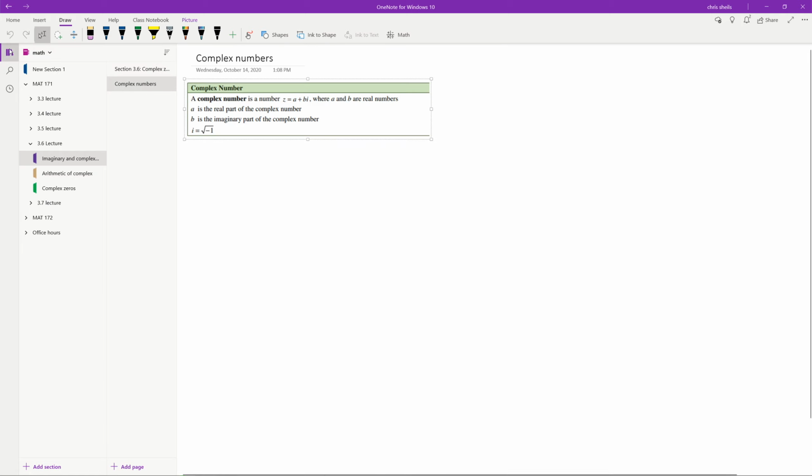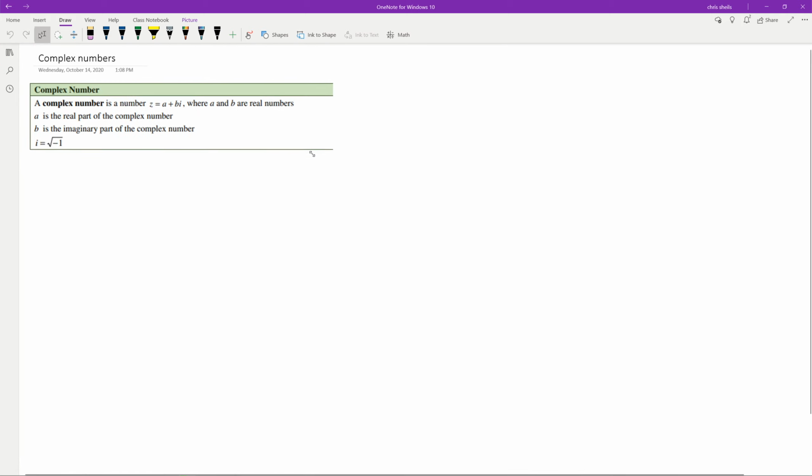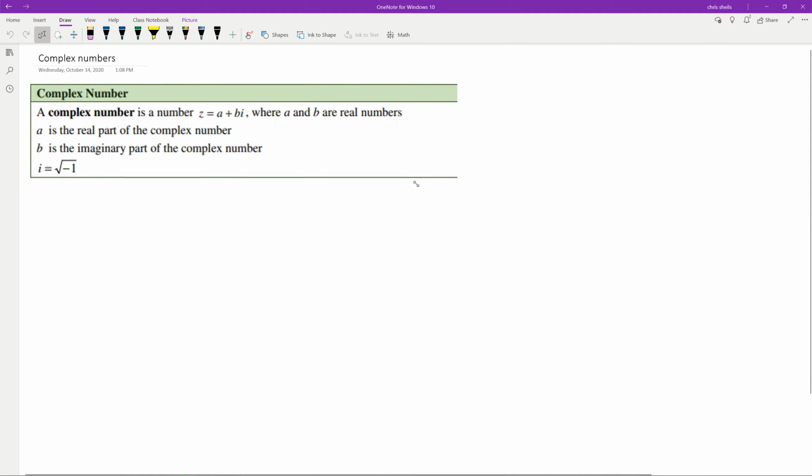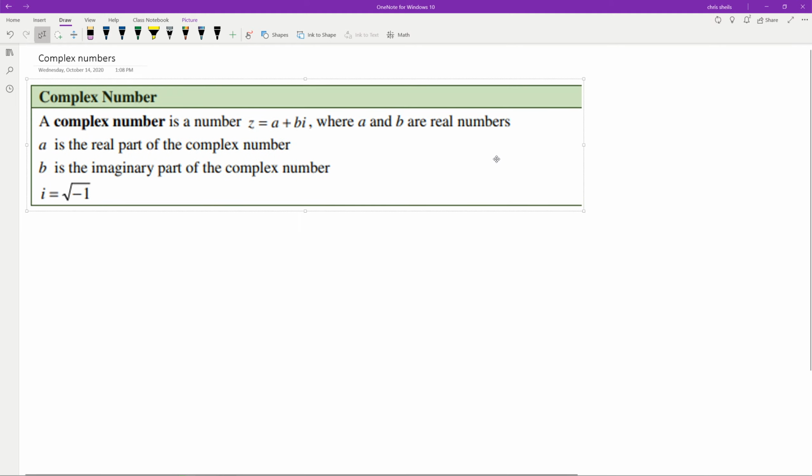A complex number is just the sum of an imaginary number and a real number. So a complex number is a number z equals a plus bi, where a and b are real numbers. a is called the real part of the complex number, and bi is called the imaginary part of this complex number. And remember, i squared is equal to -1.